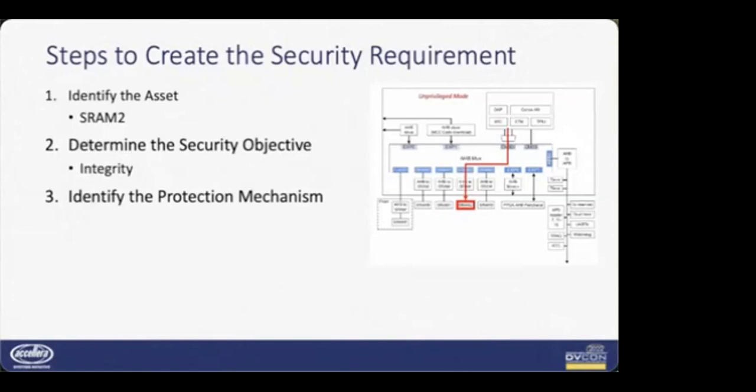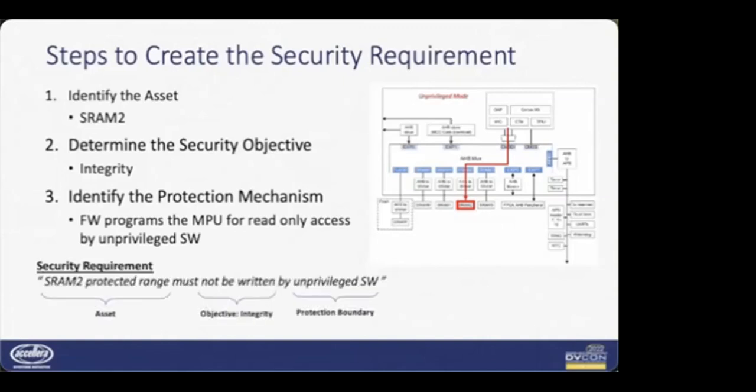What is the protection mechanism that makes sure that the SRAM2 can only be read and written in privileged mode but not in unprivileged mode? So here the firmware programs the memory protection unit for read-only access by unprivileged software when running in unprivileged mode.